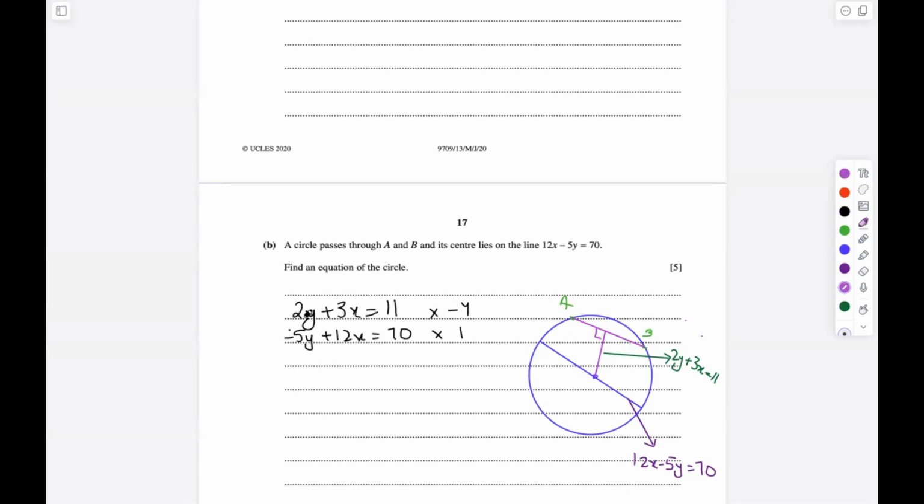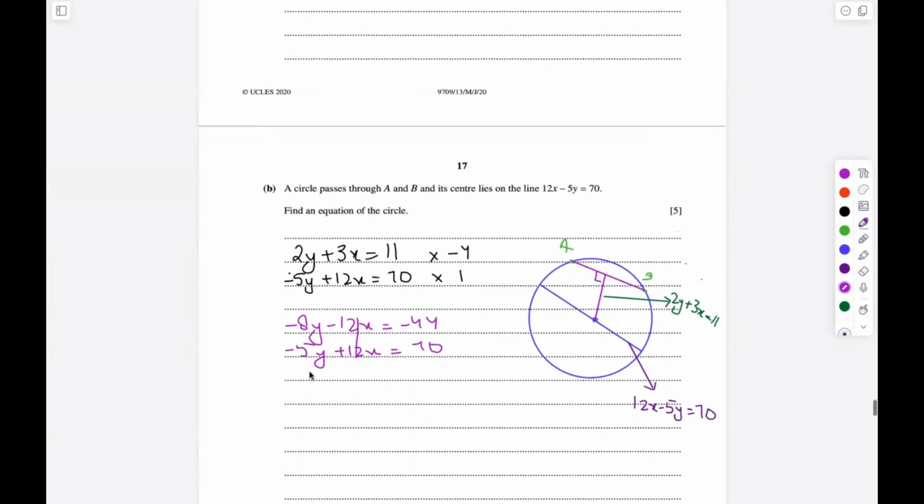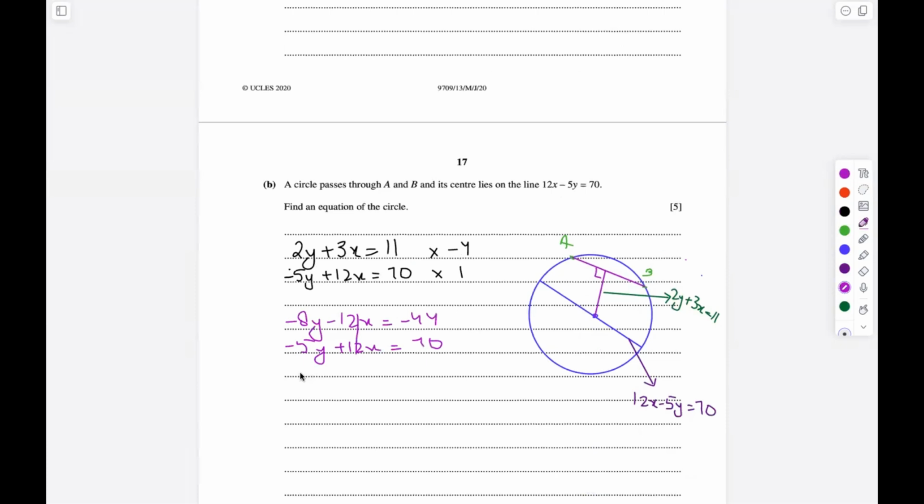So the first equation will become -8y - 12x = -44. And this will be -5y + 12x = 70. So 12x will cancel. -5 minus 8y is -13y, and -44 + 70 is a positive 26. Y will be 26 divided by -13, which is equal to -2.